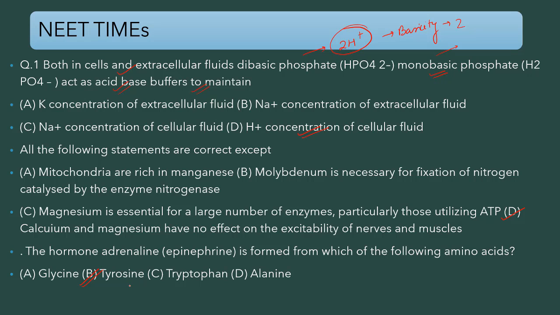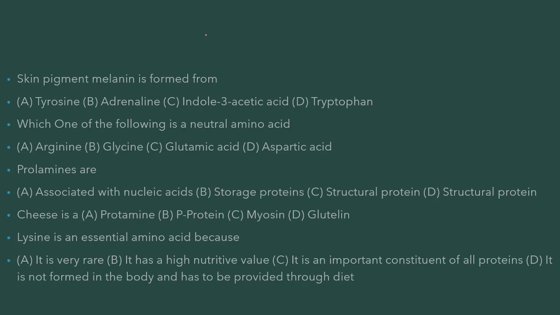It helps to make thyroxine as well, and melanin. Now coming to the next, skin pigment melanin is formed from tyrosine.